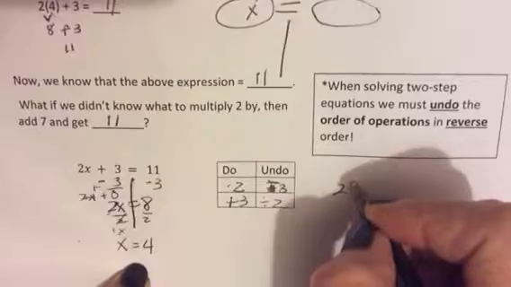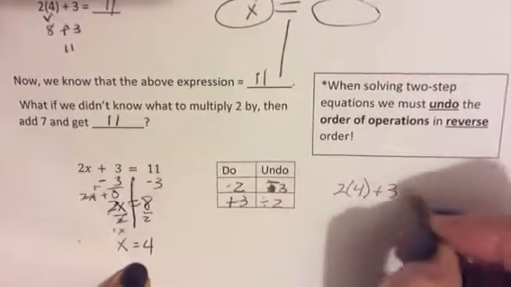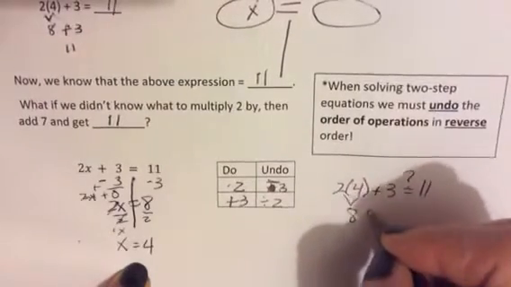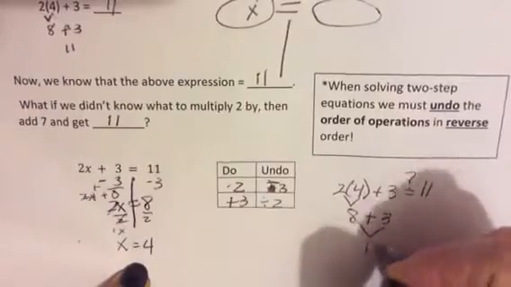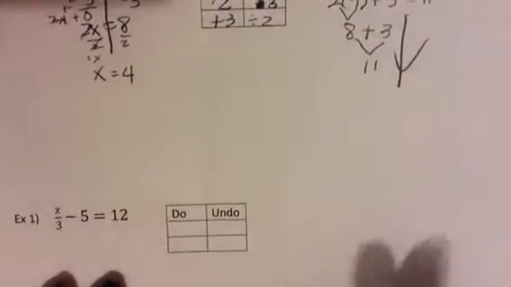So we're going to say 2 times 4, which we think is x, plus 3. Does that equal 11? So order of operations says, I say 8 plus 3, and 8 plus 3 is 11. So yes, it checks. All right, so our next one.